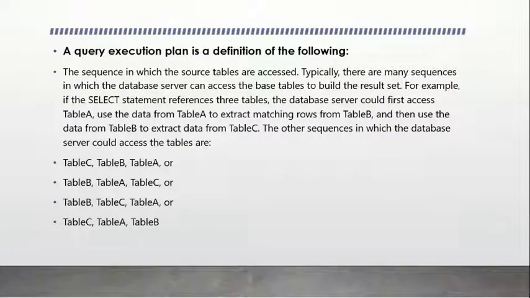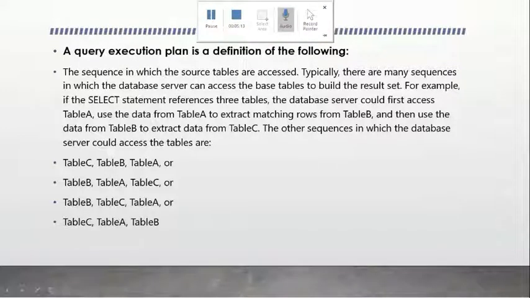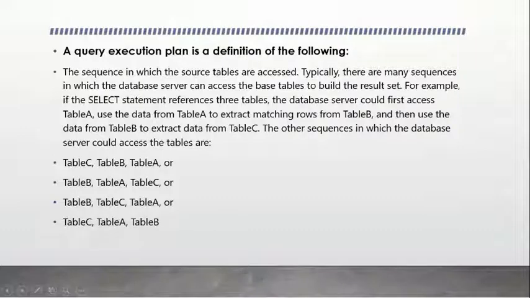A query execution plan can be defined in a way where the source tables are accessed. There can be many sequences in which the tables can be accessed for the result set. For example, if we have a select statement using which we need to extract data from three tables, table A, table B, and table C, then one way could be first accessing table A, then using the data of table A, we match rows from table B, and then we use the data from table B to extract data from table C. The other sequences possible are given here: table C, table B, table A; table B, table A, table C; etc.